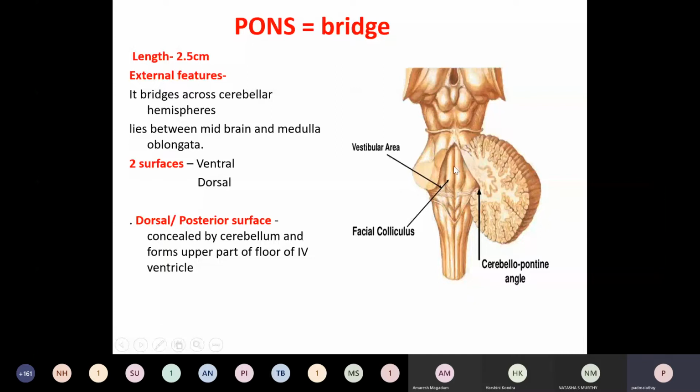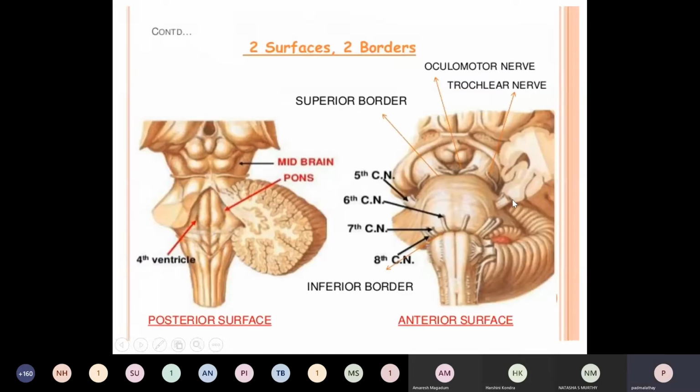So now on the dorsal surface of the pons, you can see this complete surface is covered or overlapped by the cerebellum, and separating these two, the dorsal surface of the pons and the cerebellum, there is a rhomboid shaped cavity here, which is called the fourth ventricle. So the fourth ventricle separates the dorsal surface of the pons from the cerebellum. In brief, what you have to remember is the dorsal surface is related to the fourth ventricle and further to the cerebellum.